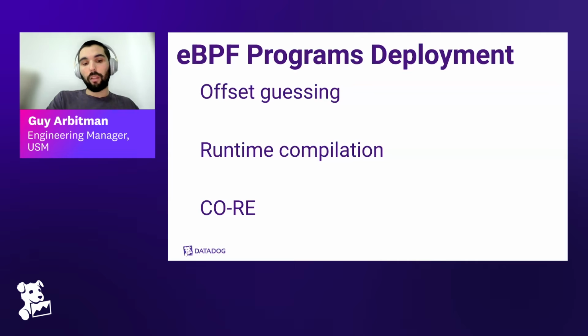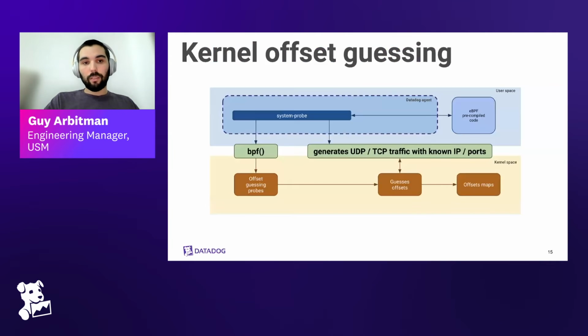Meaning we are starting with the newest, which is CO-RE, and in case of an error or failure, we are falling back to runtime compilation. In case of failure, we are falling back to prebuilt. So this gives us a safety net that one of the methods will succeed. So let's start with the kernel offset guessing. In that method, we are compiling the eBPF source code on our development machine, and then we need to run the single eBPF program on multiple target machines.